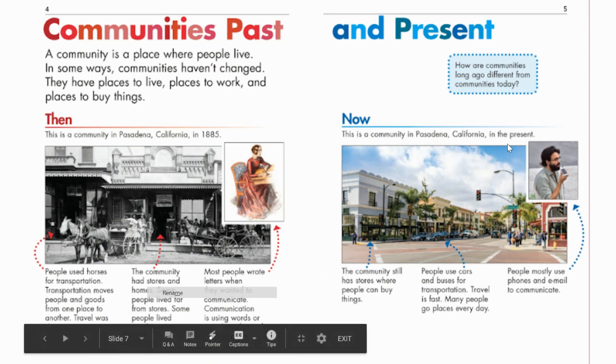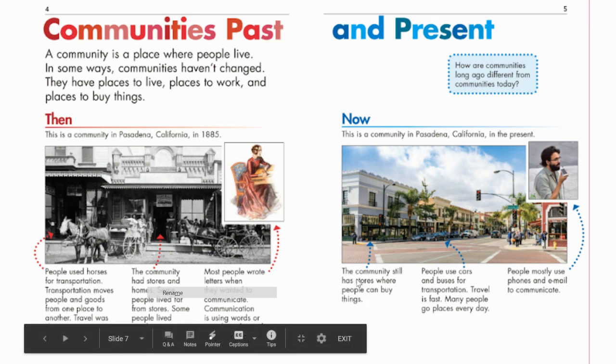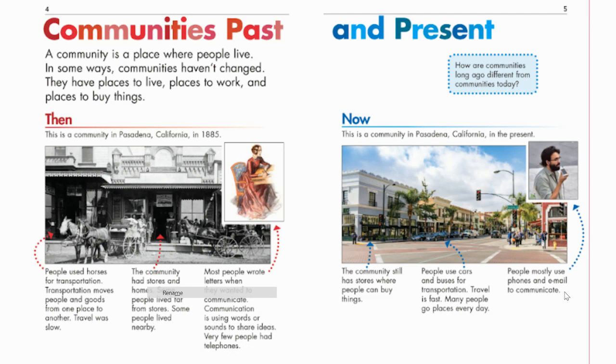It said this is now the community in Pasadena, California in the present, today. The community still has stores where people can buy things. People use cars and buses for transportation now instead of horses. Travel is very fast, and many people go places every day, whereas you might have only gone somewhere once a week if you lived back then. People mostly use phone and email to communicate. Text messaging, we have video chat now. There's lots of different things we can use to communicate.